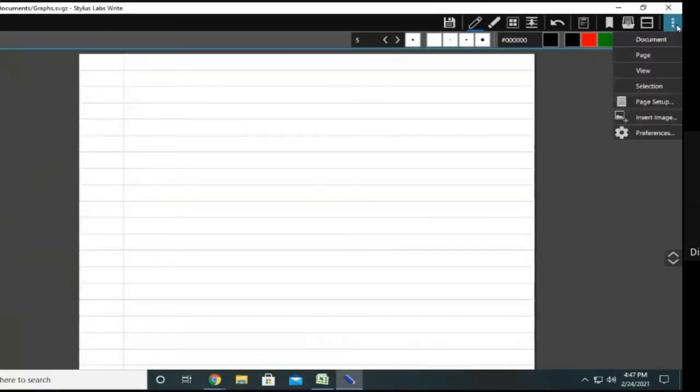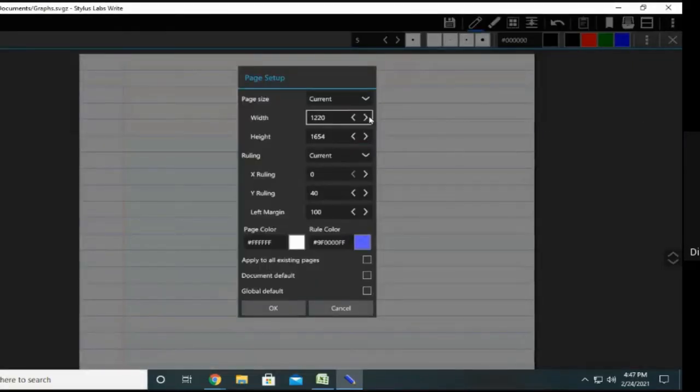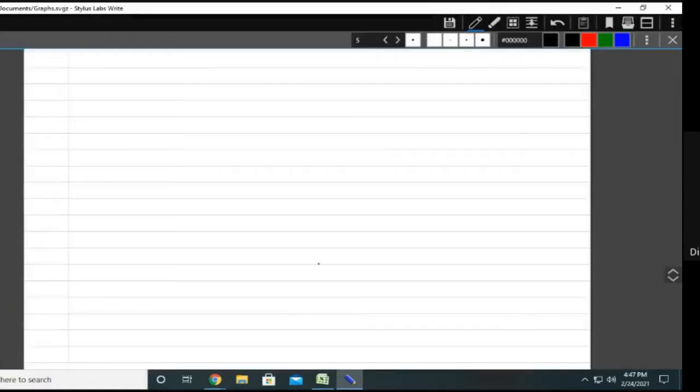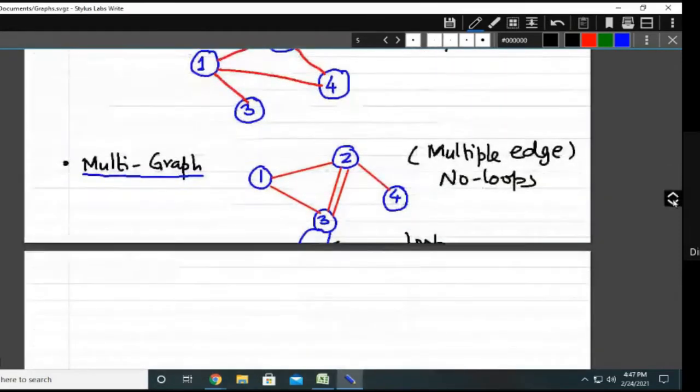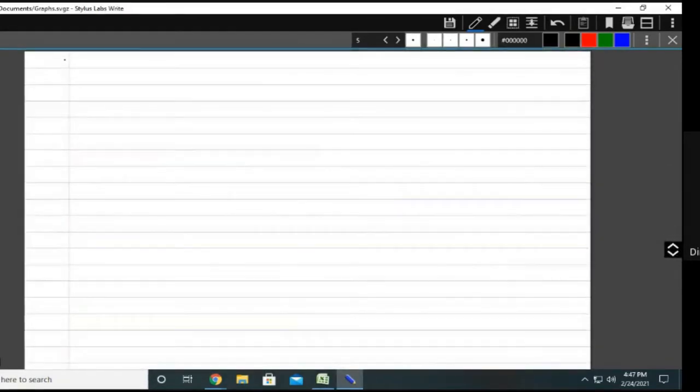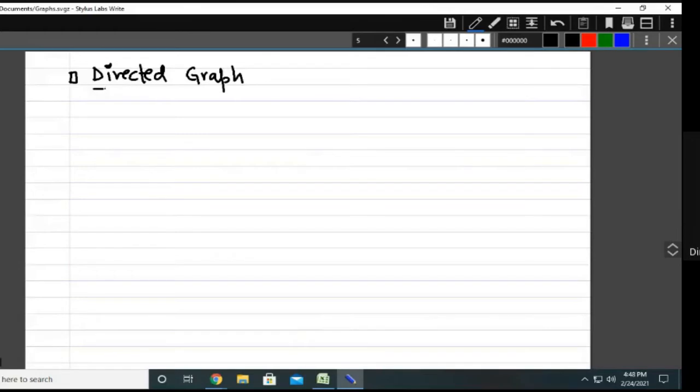Okay. So just a minute, I'll just change the setting. Okay. So we have seen simple graph, multigraph, and pseudograph. Okay, good. Now we'll go with the next type of graph, which is a very important graph, called a directed graph. Okay. What do you mean by directed graph?